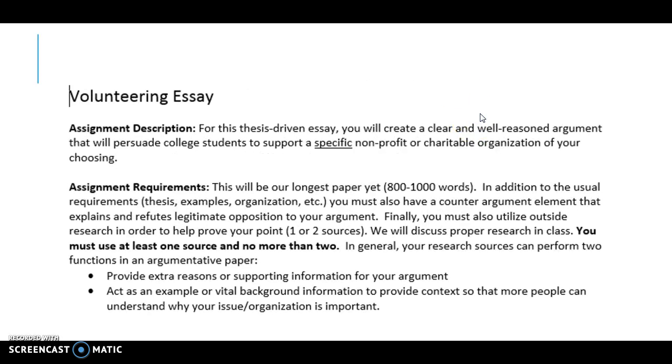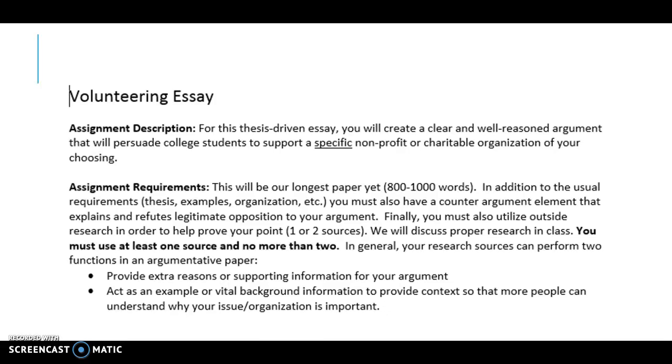The third essay is the argumentation persuasion essay, and I have them make an argument for why college students should support financially, in terms of their time, whatever, a specific nonprofit or charitable organization. So they choose a nonprofit organization, they do a little bit of reading and research into that, and then they come up with the reasons why students should support that, the good things that this organization does around the world, that kind of thing. And so that gets them involved in thinking about helping on a more local level, potentially.